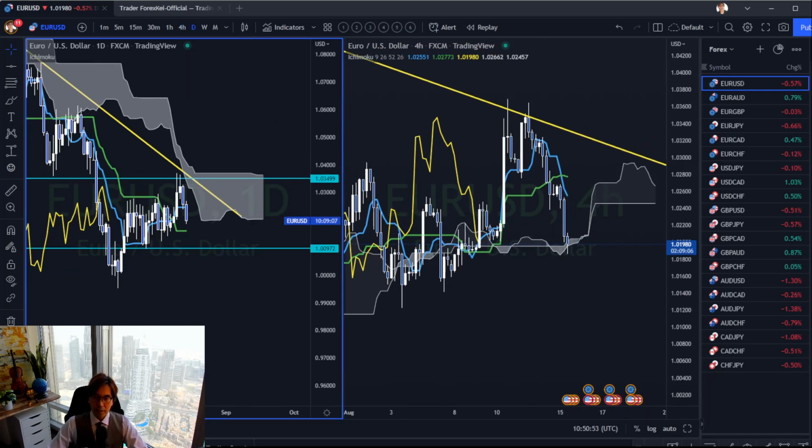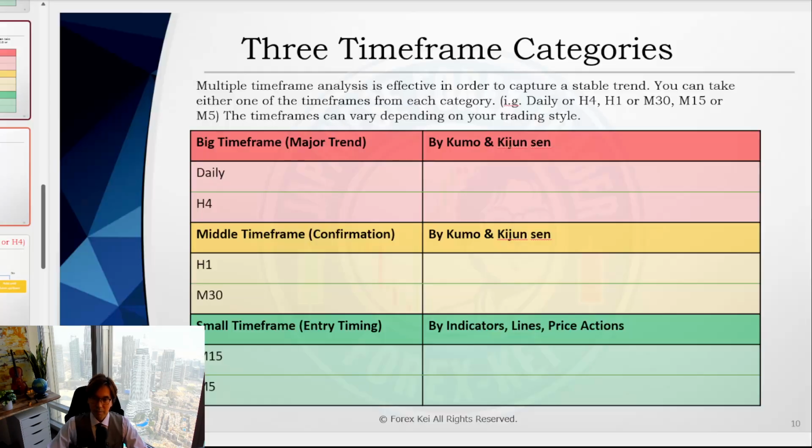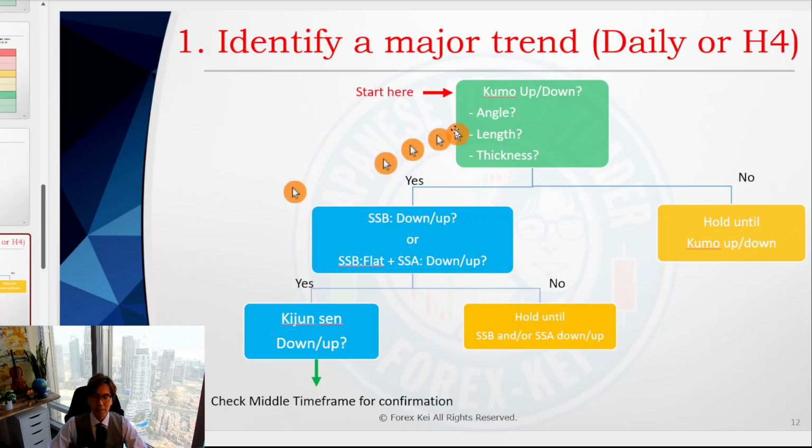So how I identify a trending market is based on this one here. First I check Kumo. I look at whether Kumo is up or down, and not only the Kumo itself, but also the angle and length of the Kumo and the thickness of the Kumo. So let me discuss this one first.